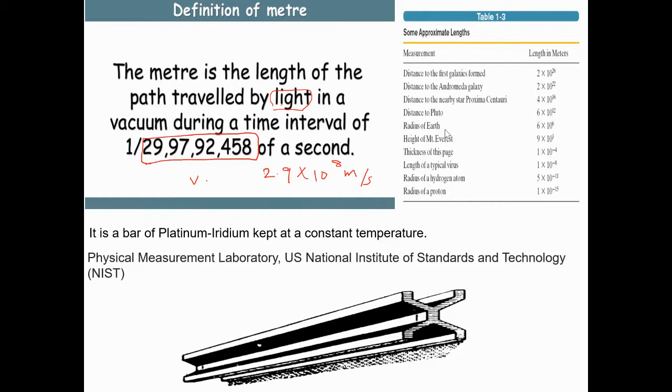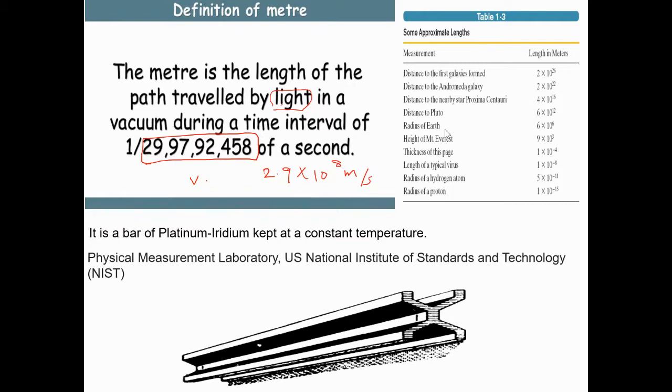If you want to know these things, brother, go to YouTube and type the platinum iridium rod at Physical Measurement Laboratory. If you type like this, you can see how they are protecting this rod in the museum. Actually, it is a laboratory, but they consider it as a museum. It's a very valuable metal. That's why they protected it at constant temperature.